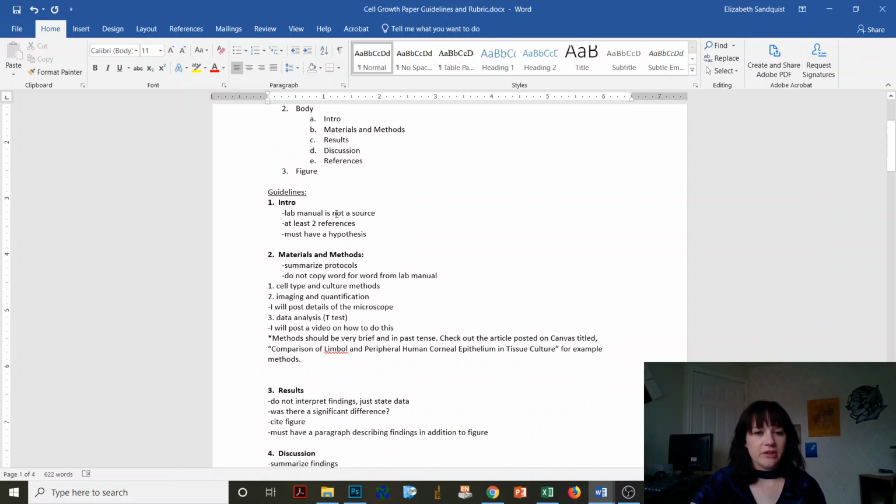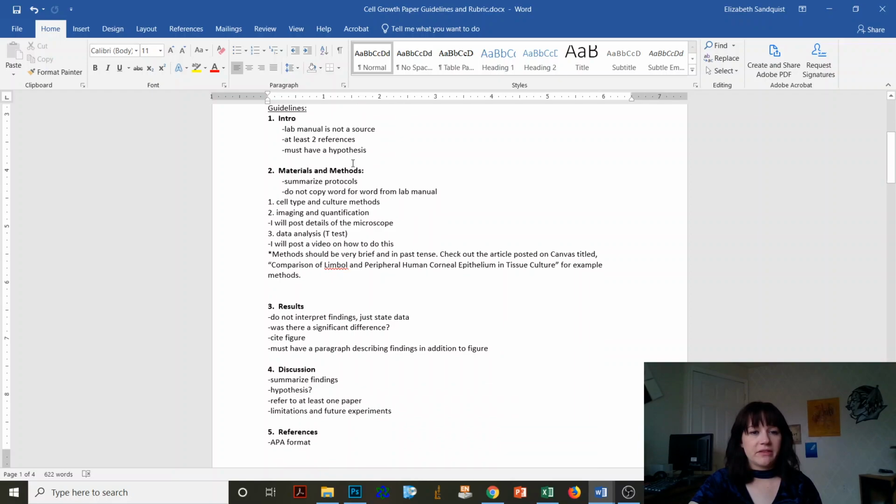Guidelines. So in the introduction, first of all, you need to have 2 references, right? At least one of them needs to be supporting your hypothesis. So you need to state your hypothesis, which cell line you think is going to have a faster doubling time, a greater doubling time, and why. And you must have a reference that supports that. And this is described in the rubric. The lab manual is not a source, so you cannot cite the lab manual.